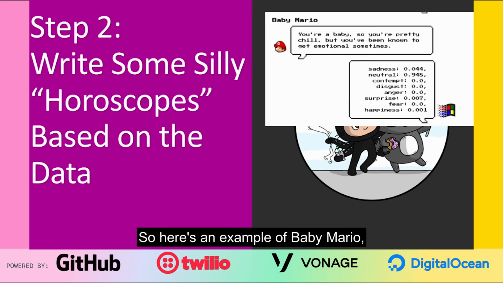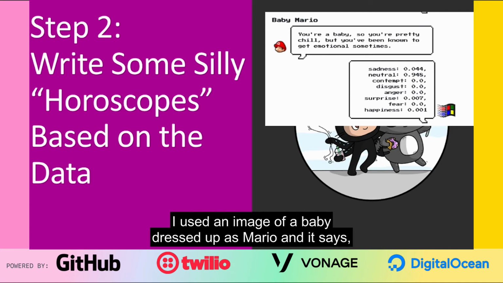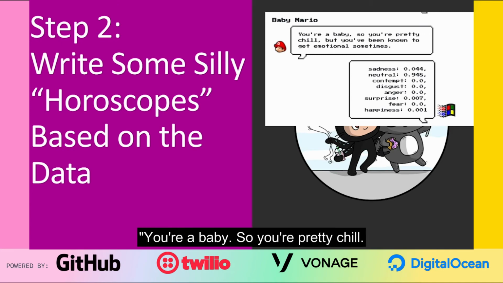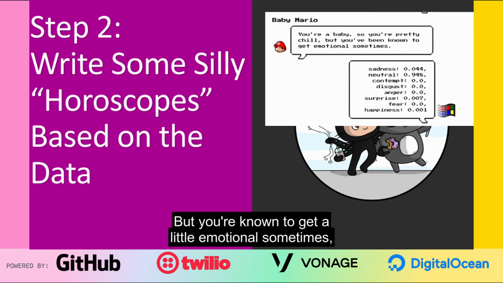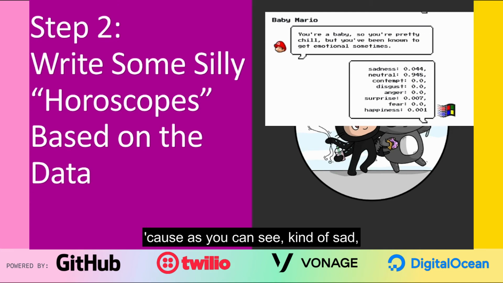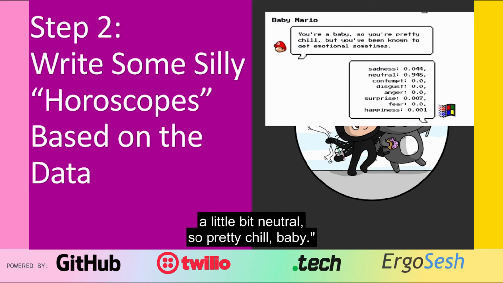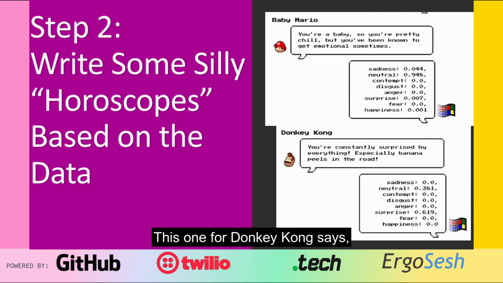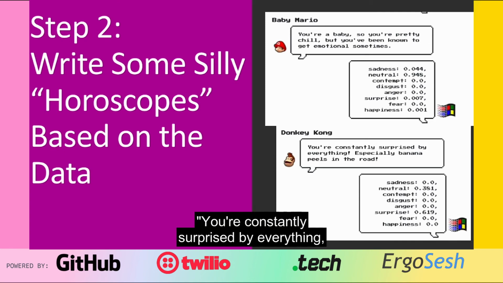So here's an example of baby Mario. I used an image of a baby dressed up as Mario, and it says, "You're a baby, so you're pretty chill. But you're known to get a little emotional sometimes," because as you can see, kind of sad, a little bit neutral, so pretty chill baby. This one for Donkey Kong says, "You're constantly surprised by everything, especially banana peels in the road." And obviously I wrote this one because for the most part he's neutral, but surprise 0.619, pretty high, right?